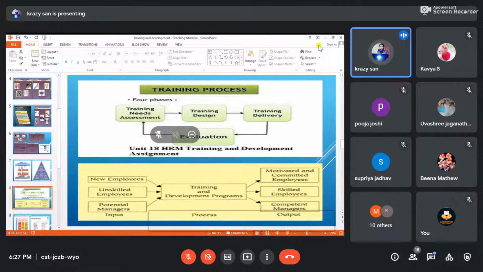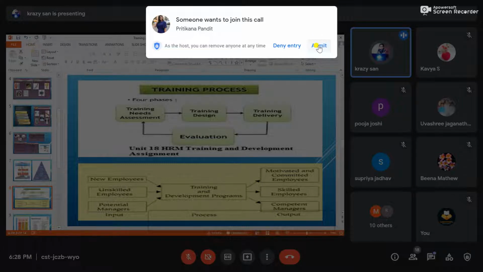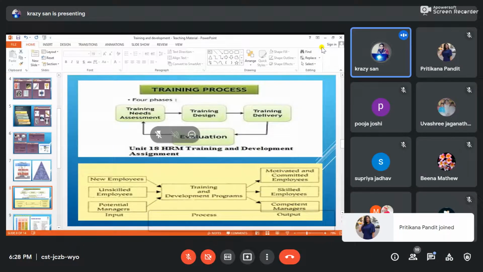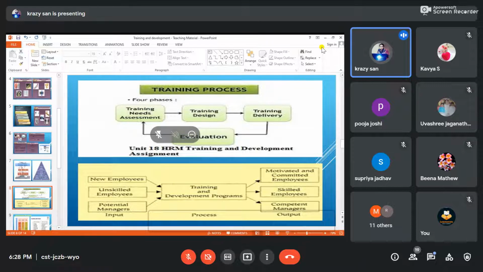As per our theoretical knowledge, this is the training process. There are four phases: the training needs assessment, training design, and training delivery. Training design, we said, is how the training program has been designed. Training delivery I have made you understand in the pyramid, and evaluation is a different concept. Whether it is for new, unskilled or potential employees, that will be the input. What comes out as output is motivated and committed employees, skilled employees, or competent managers.